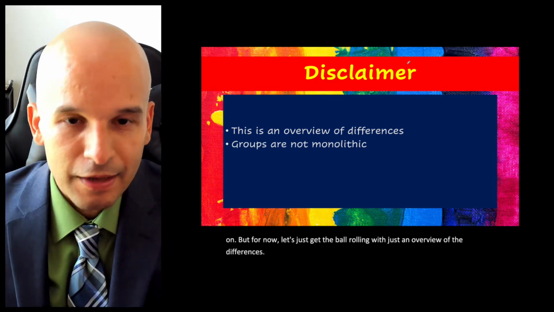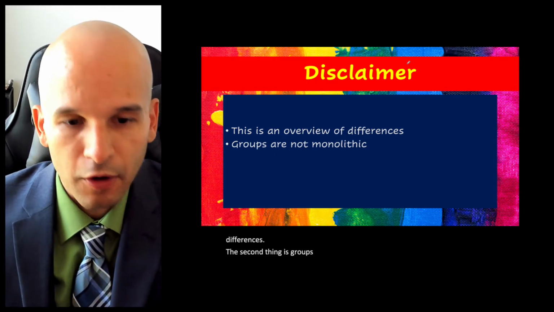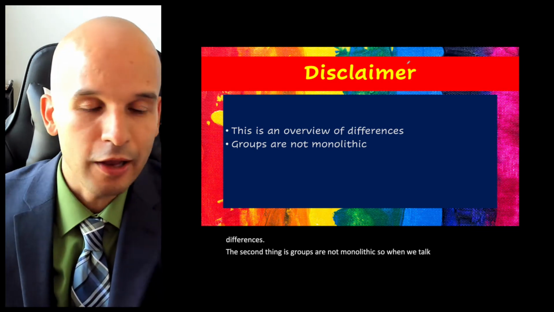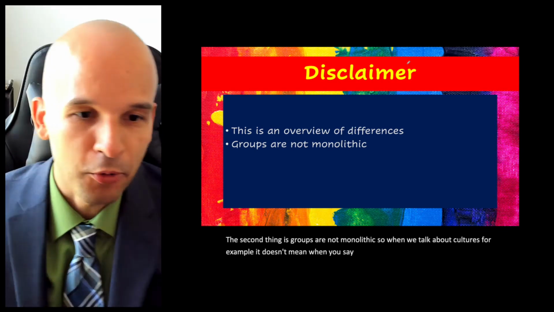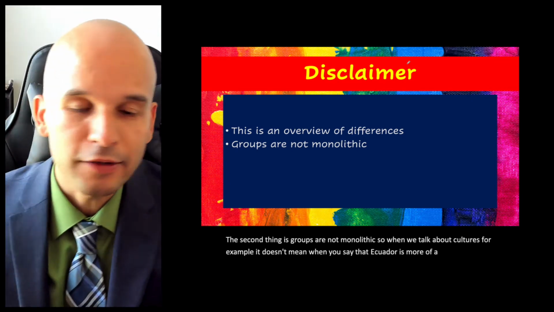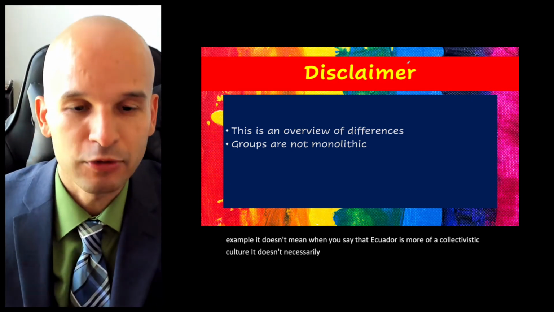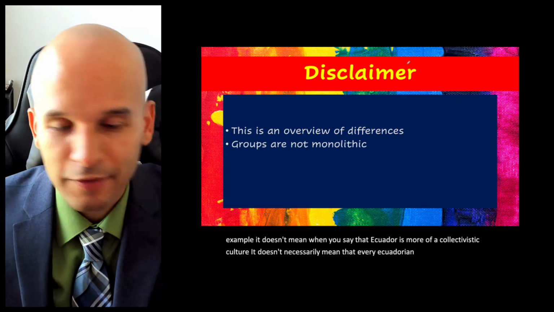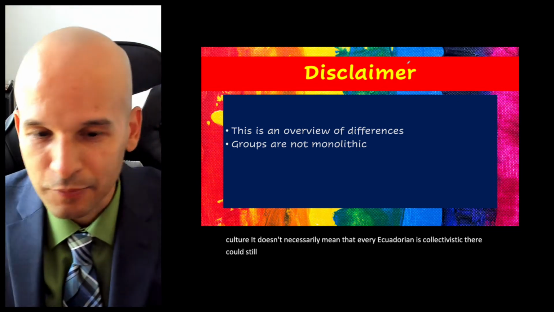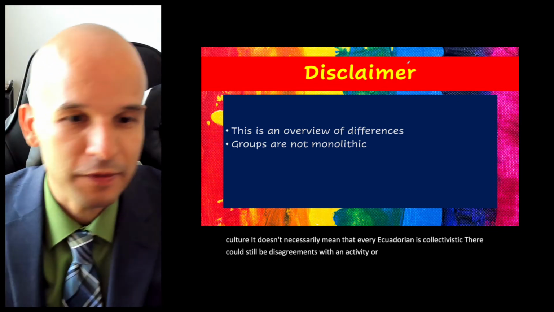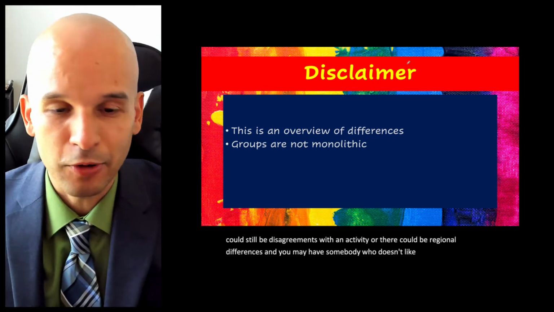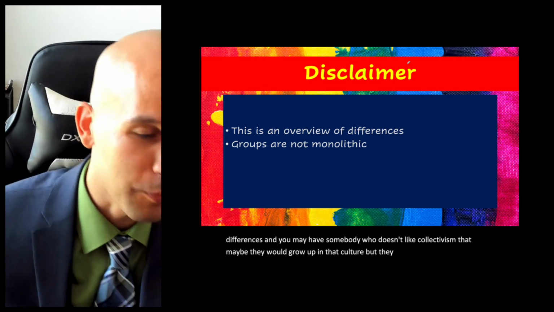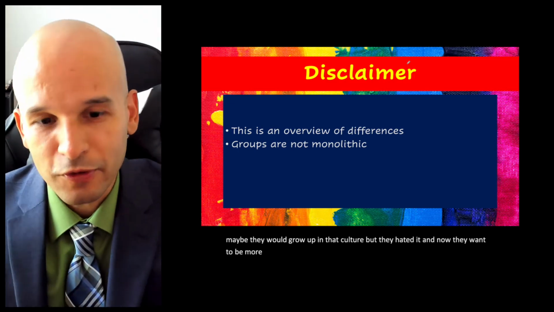The second thing is groups are not monolithic. So when we talk about cultures, for example, when you say that Ecuador is more of a collectivistic culture, it doesn't necessarily mean that every Ecuadorian is collectivistic. There could still be disagreements within Ecuador. There could be regional differences. And you may have somebody who grew up in that culture but hated it, and now they want to be more individualistic. So groups are not monolithic.